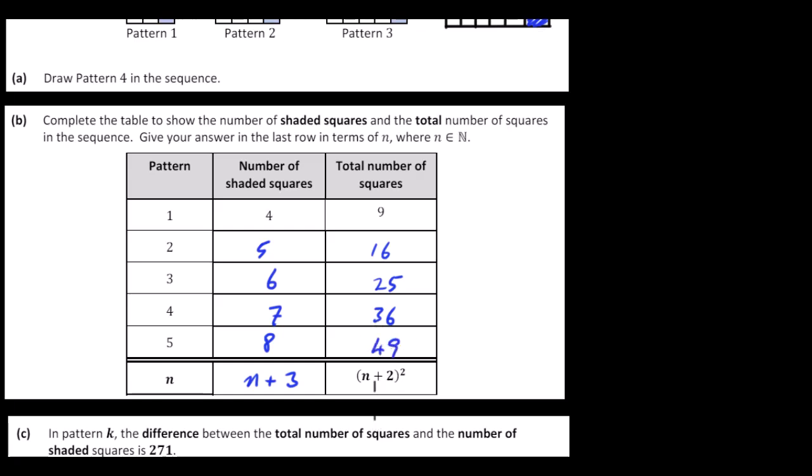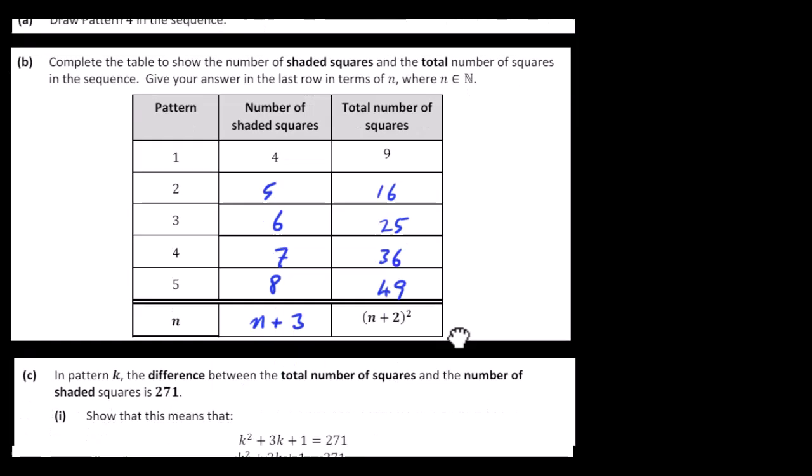So really it's just n plus 2 squared. This is the n here. Add 2, you'll get 3, square it, you get 9. Take 2, add 2, you'll get 4, square it, you'll get 16. Take 5, add 2, you'll get 7, square it, you'll get 49. And that's it for part B.